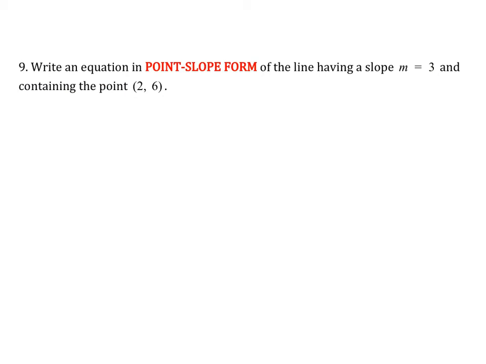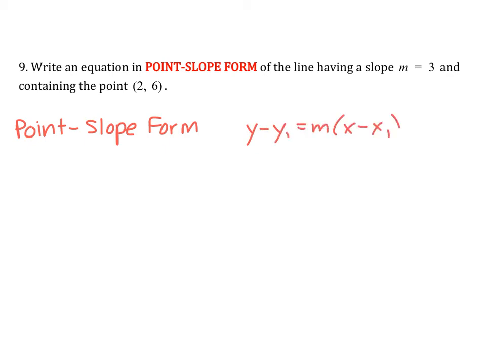Okay, just a few more. This one says to write an equation in point-slope form. So remember, point-slope form is really nice for helping us make linear equations. It looks like this: y minus y1 equals m times x minus x1.